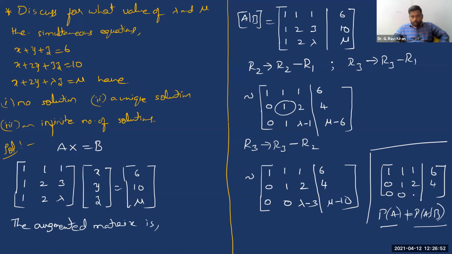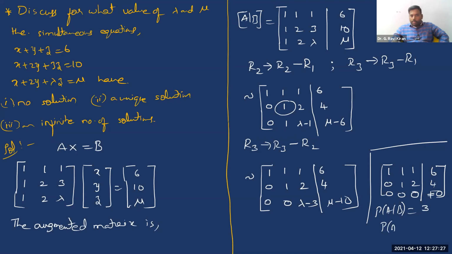If this is 0 and if this is not equal to 0, that is, lambda equals 3 and mu not equal to 10. Let's see. Now in case you have a 0 and a non-zero value in the last element, then what happens to the rank of AB? If this is not equal to 0 in the third row last element, then if you look at the whole matrix as it is, the rank of AB, which is the number of non-zero rows, because this is a non-zero element, you have 3 non-zero rows. That's how the rank of AB is 3.